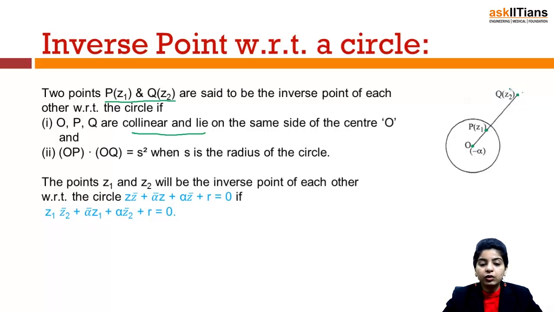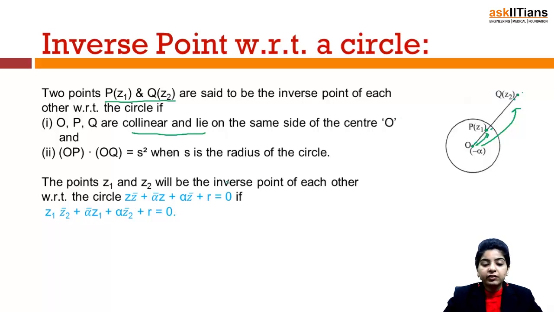We have O, P, Q, all three should be collinear firstly, and they should lie on the same side of the center O. Secondly, OP into OQ, this distance into this is equal to S square, where S is the radius of the circle. So that means this into this should be equal to radius square.